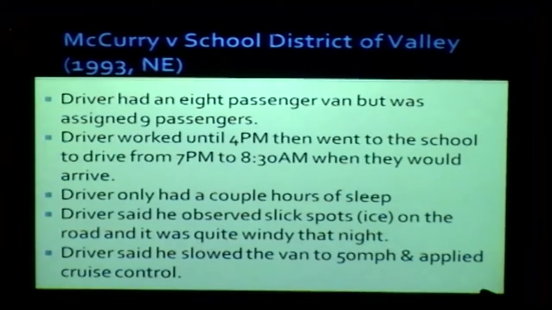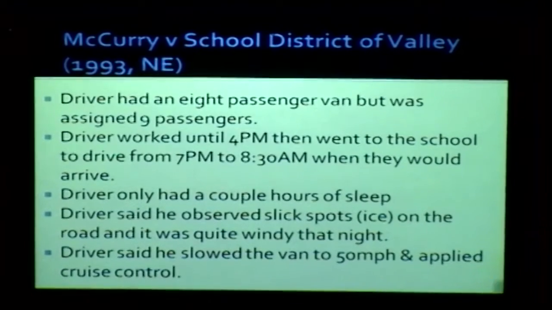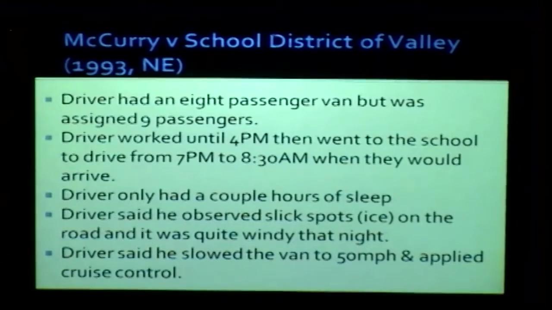Now, the day that they decided to leave, they let the driver of the van leave 2 hours earlier than the bus, because they assumed the bus would go straight on through, but the van would have to take stops. So they would give them a 2-hour head start. Now, the driver had worked that day until 4 p.m., and they said he only had a couple hours of sleep the night before. The plan was to drive from 7 p.m. to 8:30 a.m., when they would arrive at their destination.